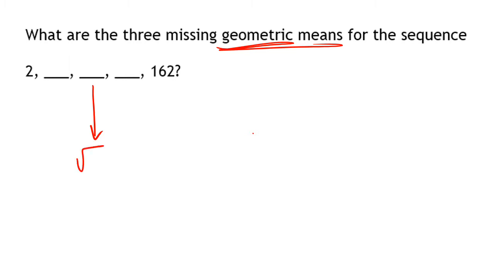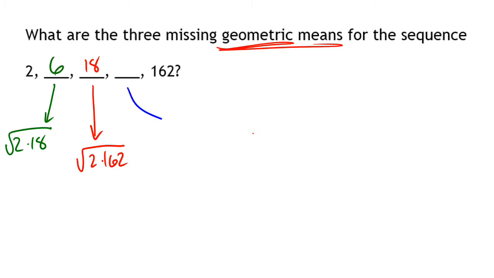And of course, if I want to find the geometric mean of two numbers, it's the square root of their product. So the square root of 2 times 162 is exactly 18. Now that I know the value to the left and to the right of this spot, I can use the 2 and the 18 to find the geometric mean. 2 times 18 is 36, and the square root of 36 is 6.